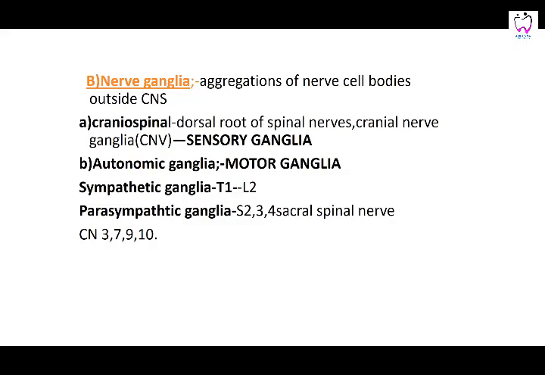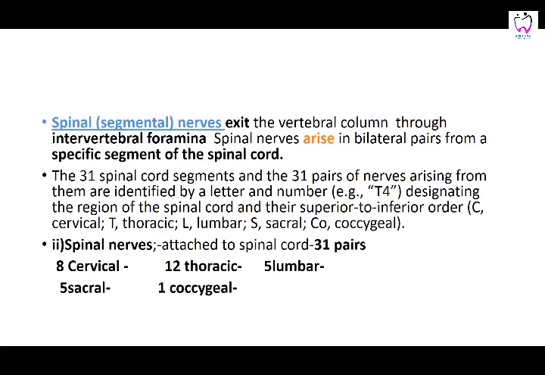Sympathetic is going to come from T1 to L2, and parasympathetic is S2, 3, 4, and certain cranial nerves. Not all the cranial nerves. They contain the parasympathetic ganglia, that is 3, 7, 9, and 10. These exit from their respective foramina.